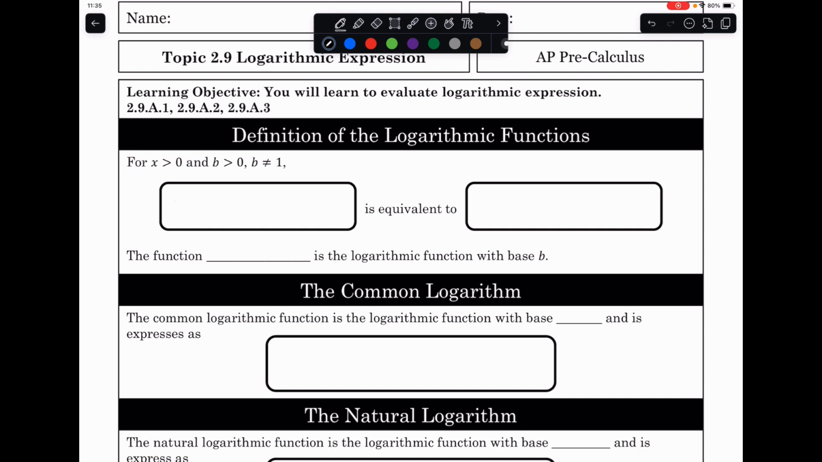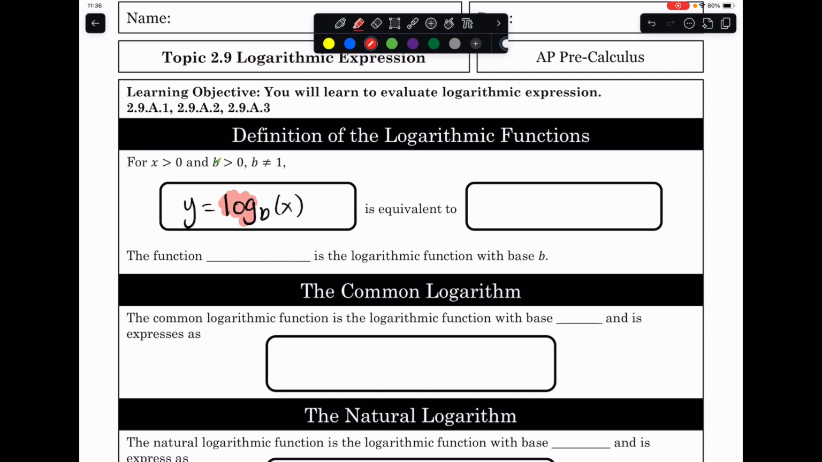Now, the equation y is equal to log base b of x. This is the notation that we use to represent the log of a value. Now, the conditions here are that the value of x has to be a positive number, can never be negative. The base has to be a positive number that is not equal to 1.